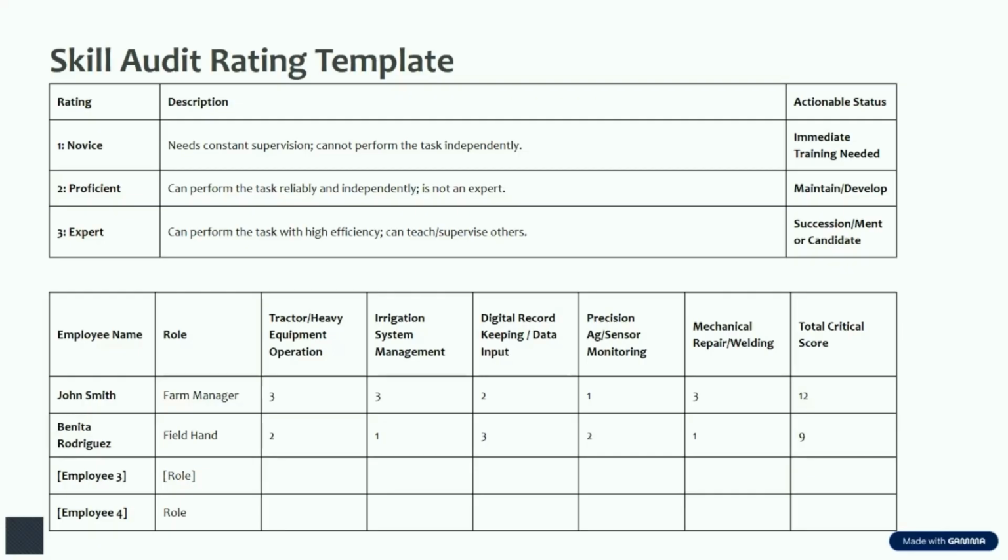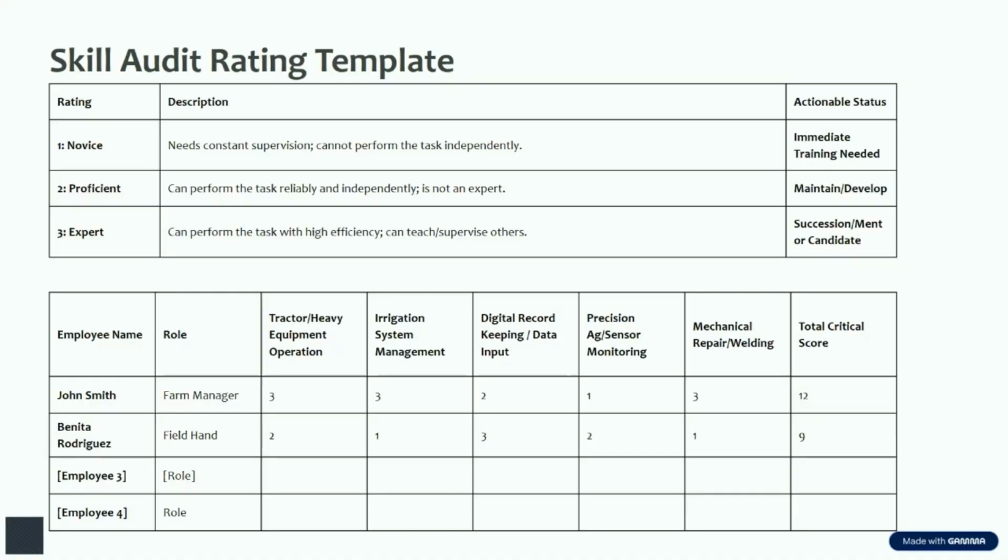Then when it comes to irrigation system, he also has 3. He's an expert. He can manage irrigation. Then when it comes to digital record keeping or data input, John is not that good at that, but he can perform. He has 2. That means he's just proficient. But when it comes to precision agriculture or sensor monitoring, John has 1. That means he's a novice. He doesn't know that. Then when it comes to mechanical and welding, he also has 3. And like that.